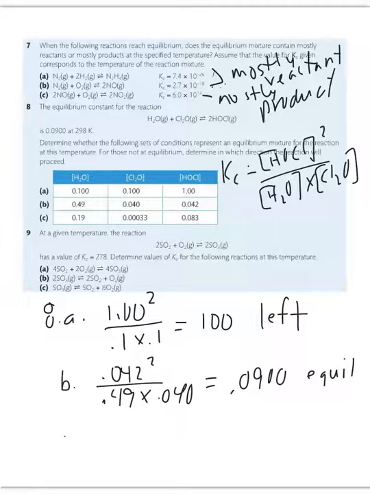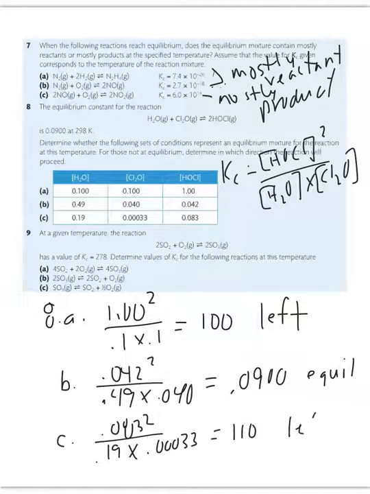So it's not going to proceed either direction. And then for C, 0.083 squared, divided by the product of 0.19 times 0.00033. This is going to give me 110. So again, the reaction is proceeding left. I've got more product than I would have at equilibrium.